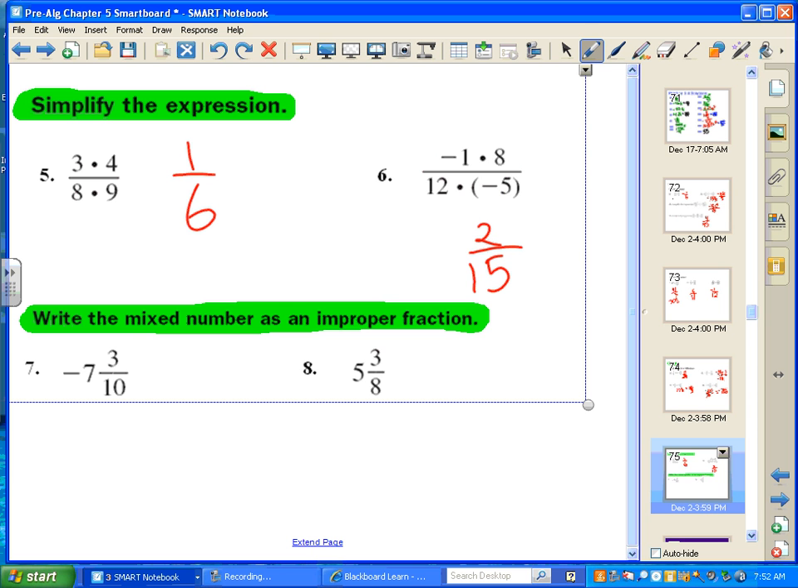Okay, Annalise gets here at like 7:30 and she has them done. So please make sure you're doing your warm-up. Okay, Annalise, number 7. Good, -73/10. Sean, number 8. Awesome, 43/8. Adam.